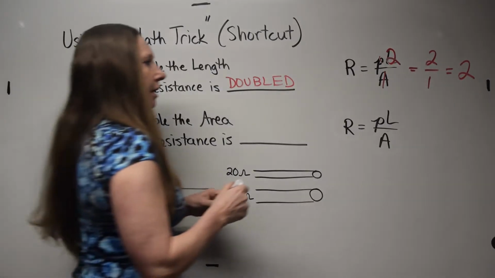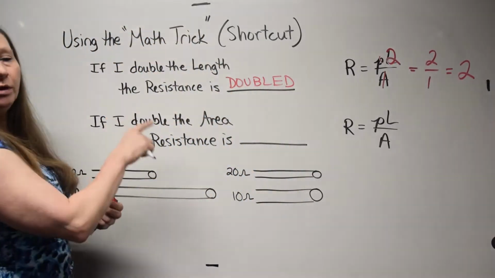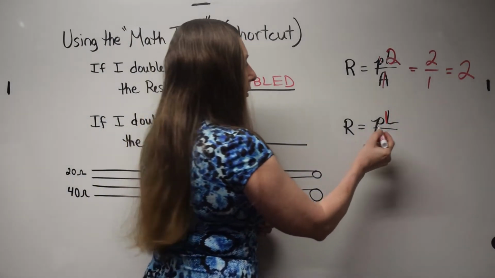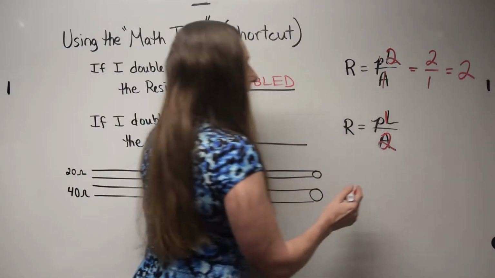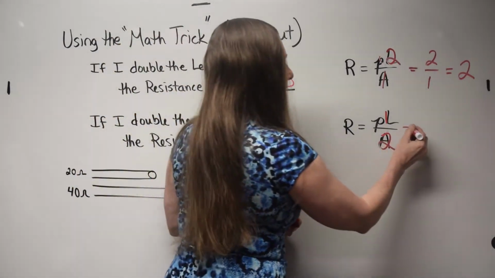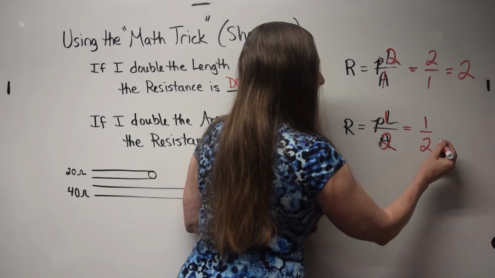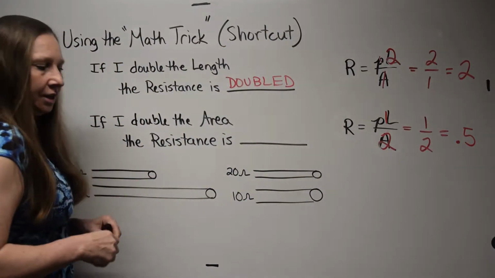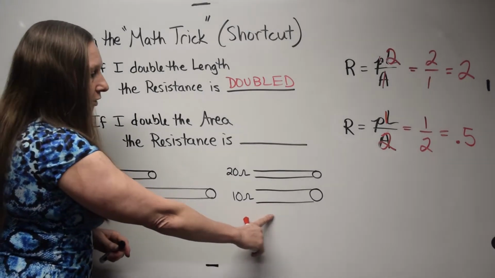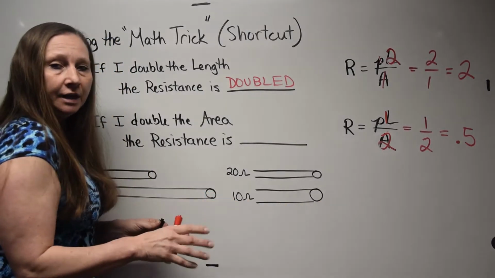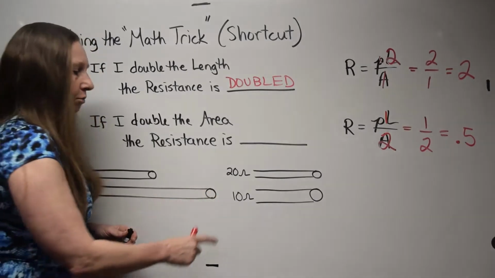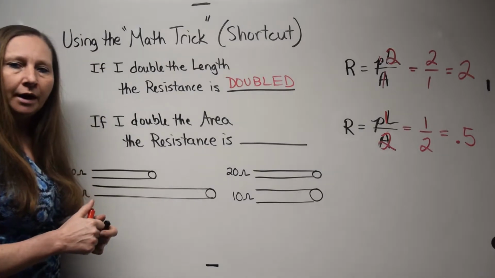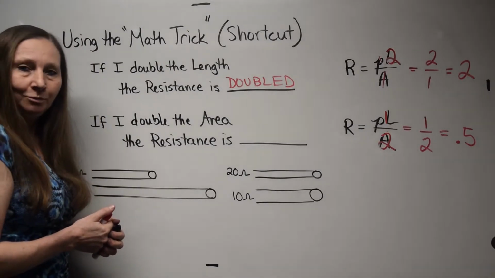Now try it over here. Try it using the math trick, the shortcut. All right, nothing on the top has changed, so I'll put a 1 over there. The only thing that happened is that the area was doubled. That's going to be 1/2, all right, or you could say 0.5. The resistance of the new piece of wire with double the area, everything else the same, will be 10 ohms, or half of the resistance of the original piece of wire which we were comparing it to.